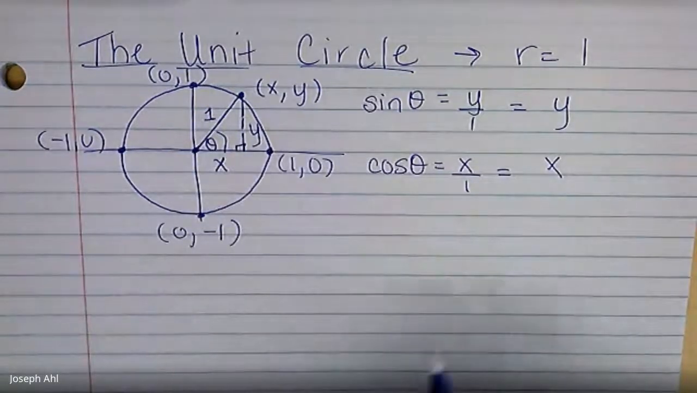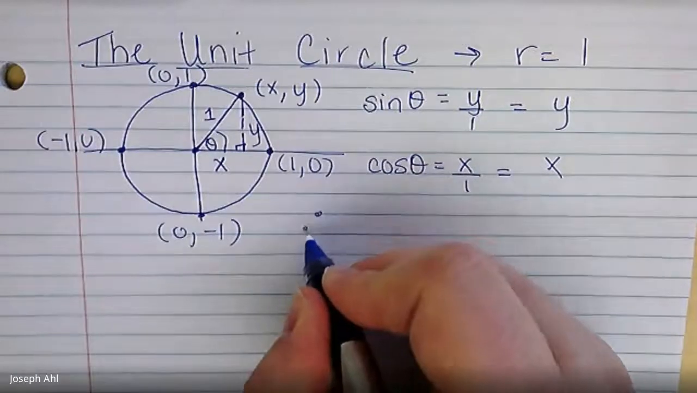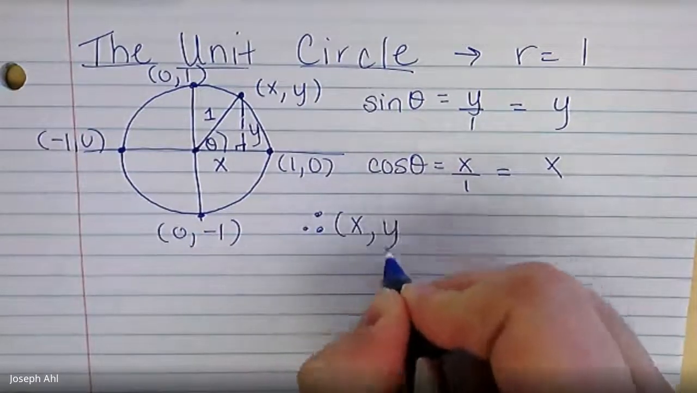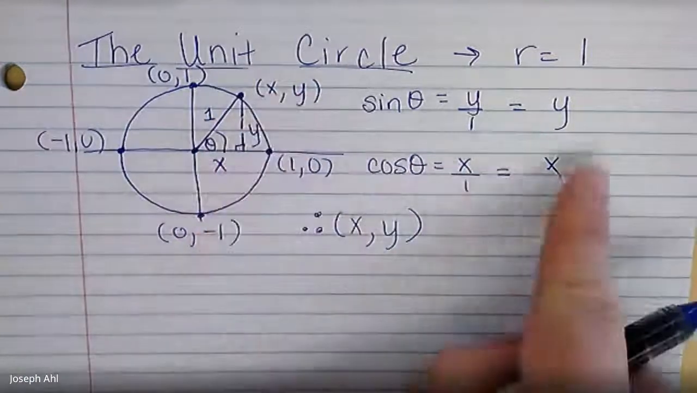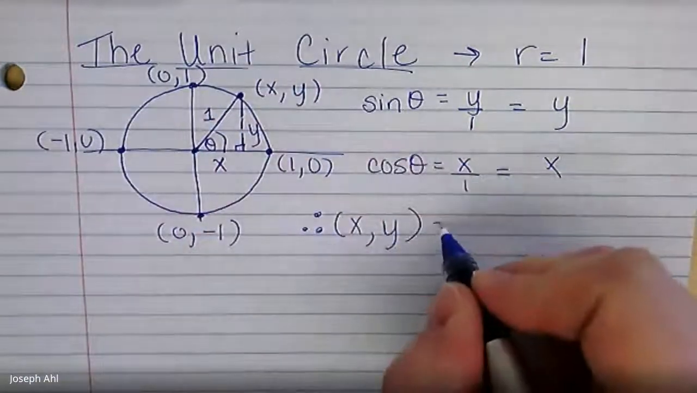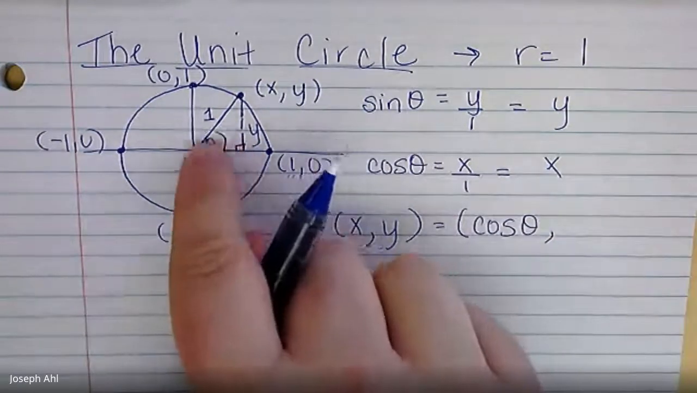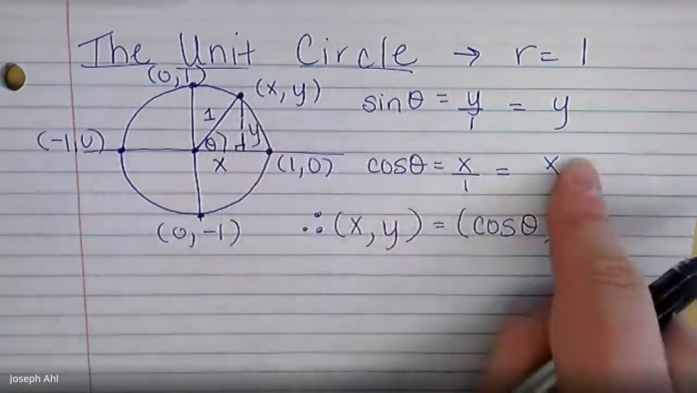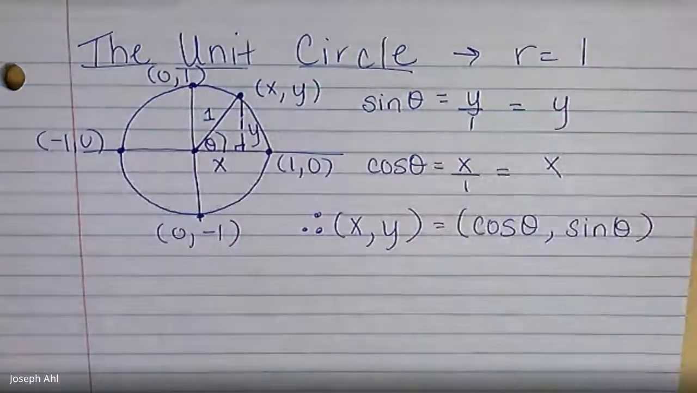So what is this telling me? It means that any point on the unit circle whose coordinates are (x, y), x could be written as cosine of the angle theta. Cosine theta corresponds with that value of x, and therefore sine theta corresponds with the value of y.